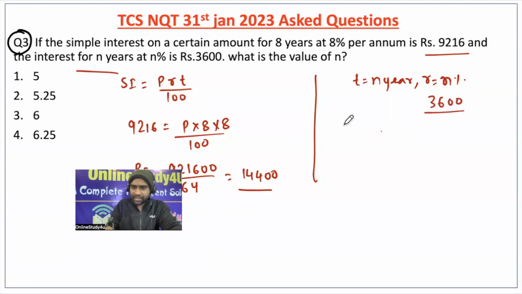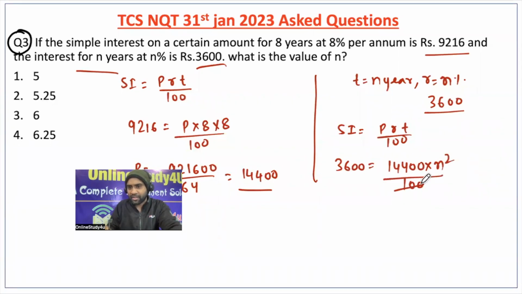Now, so here simple interest will again become equal to PRT by 100. So simple interest now is 3600. Principal we have got 14400. Rate is nothing but n, and time is also n, so n square divided by 100. This 20 and this 20 is cancelled. 36 is 4 times, okay, 4 times, and 4 times, this is 25 times, so n will become 5, okay.